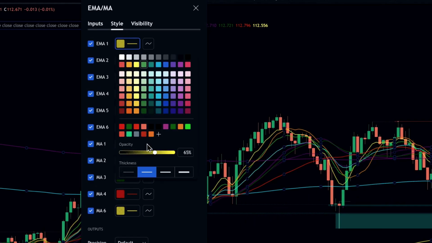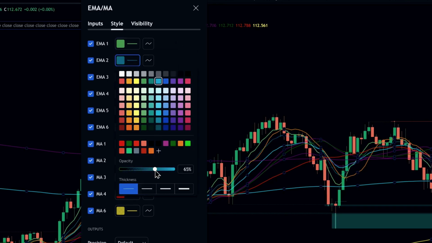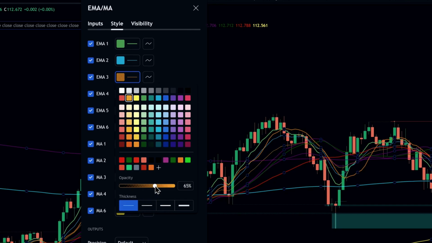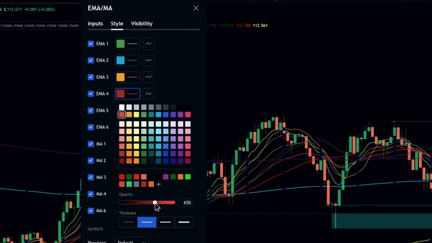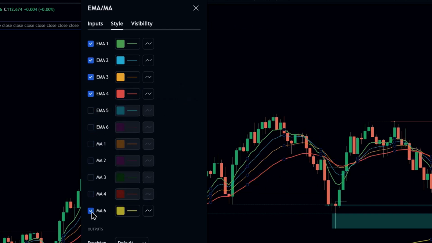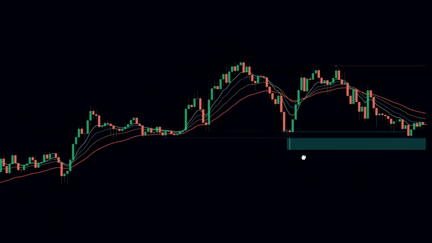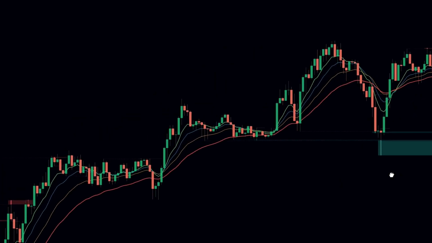EMA 1 should be green with 100% opacity, EMA 2 blue with increased opacity, EMA 3 orange with increased opacity, and EMA 4 red with 100% opacity. The rest of the EMAs can be disabled so that only these four are visible. Once that's done, click OK. For the liquidity sweeps indicator, no adjustments are needed. The default settings work perfectly.